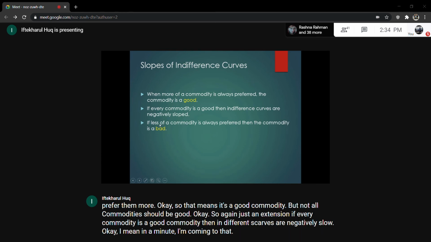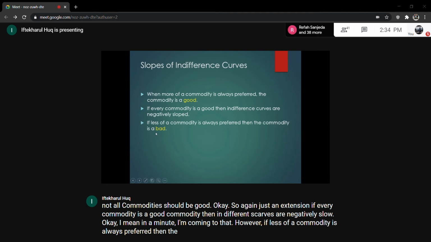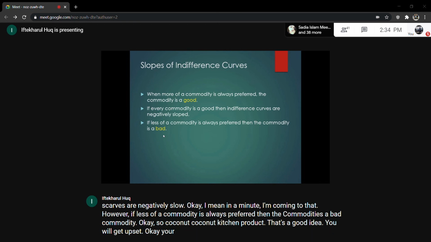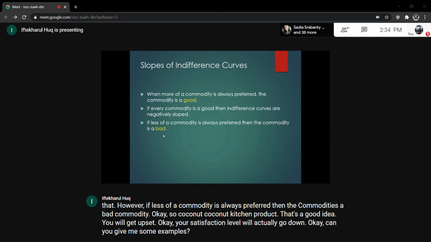However, if less of a commodity is always preferred, then the commodity is a bad commodity. কখনো কখনো কিছু প্রোডাক্ট আছে যেগুলো হয়তো আপনাকে বেশি দেয়া হলে you will get upset. Your satisfaction level will actually go down. Can you give me some examples? আপনাদের এরকম কোনো প্রোডাক্ট কি আছে যেটা বেশি পেলে আপনাদের আরো মন খারাপ হয়ে যায়?